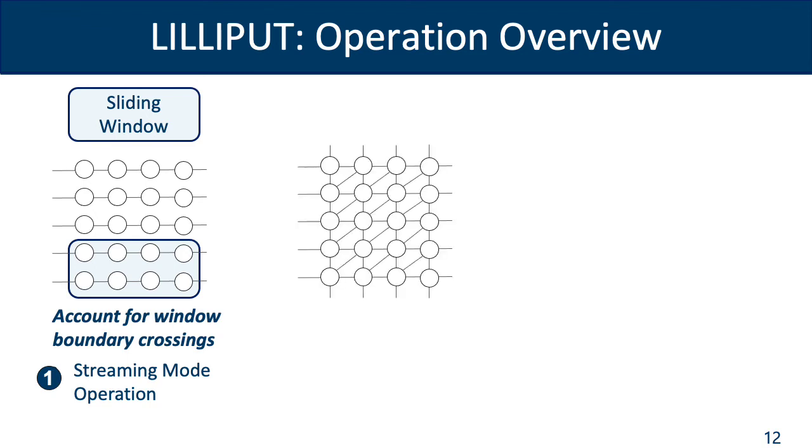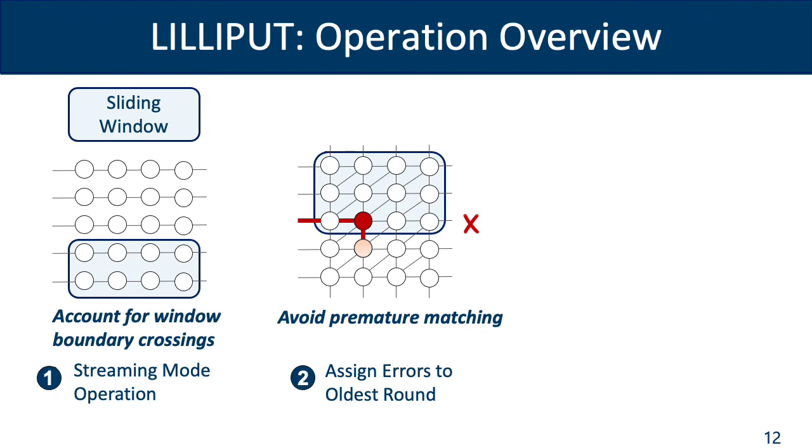For error assignments, LILLIPUT finds the best matching that neutralizes all the error events within the current window, but only assigns errors to the oldest round. For instance, let's say we have these error detection events. It's time-like, but it cannot really be captured by the current window because the next round is not yet visible. If we simply consider the best match within the current window and assign errors to any round, we will incorrectly match this event to the boundary. And so assigning errors to the oldest rounds avoids such premature matching.